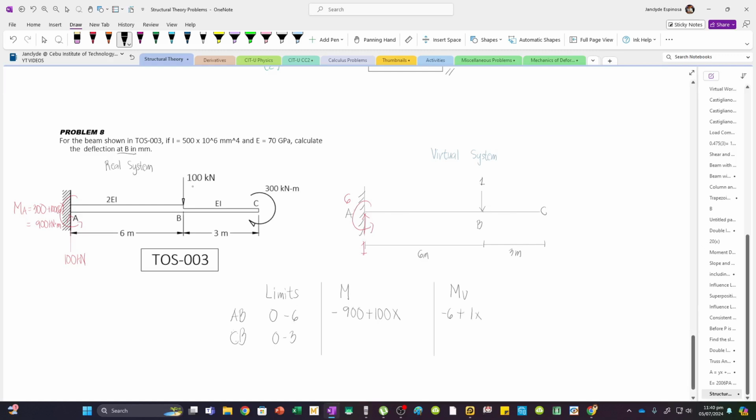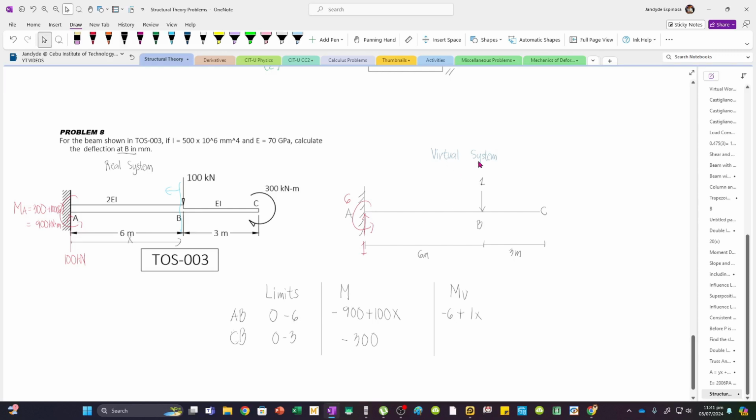Again, we are making this cut. We are considering the section to the left. And then our origin is from this point up to the cut. So this is our x. And then for CB, notice that we only have a 300 kNm load. So this is from the right, so the convention will change. So this is actually minus 300.